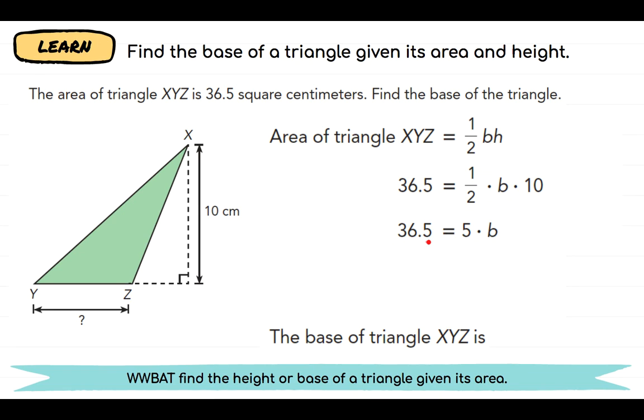Now that we have 36.5 equals 5b, I know that I can divide 5b by 5 in order to get rid of 5 from this side. So to get rid of 5 from this side, I divide by 5 on both sides. And then I have the base, which is 7.3 centimeters. Again, if you're not sure how this works, you can re-watch the video. You can go back to the first steps and see how we solve this problem. Just make sure that you're not confused afterwards.